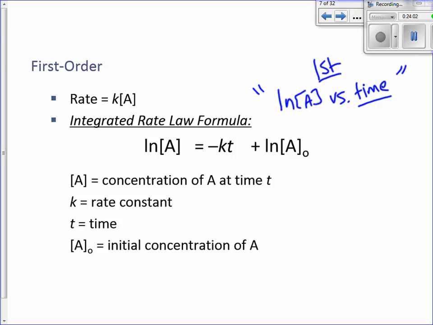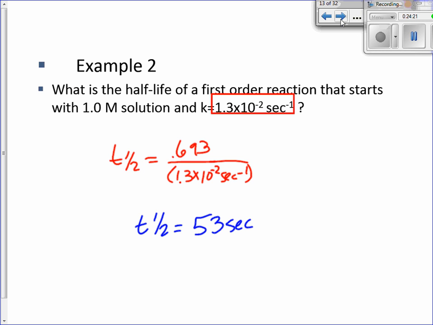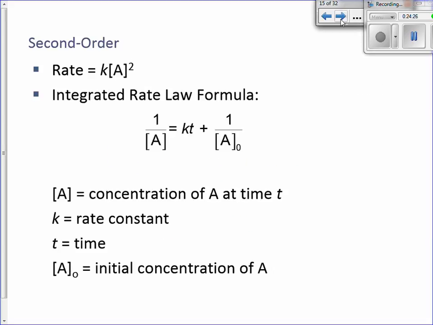Because second order is going to be the inverse of the concentration versus time. So if you can remember which one you're dealing with, you can remember the orders and find them quickly, okay? So just add that little tidbit in, and we'll go back to second order. Natural log of the concentration versus time, and here, second order is going to be the inverse of the concentration versus time.